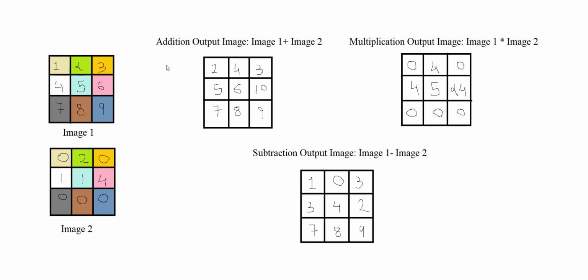The same goes for the multiplication operation: 1 times 0 is 0, 2 times 2 is 4, 3 times 0 is 0, 4 times 1 is equal to 4. Mind that each pixel operates with its own corresponding pixel.